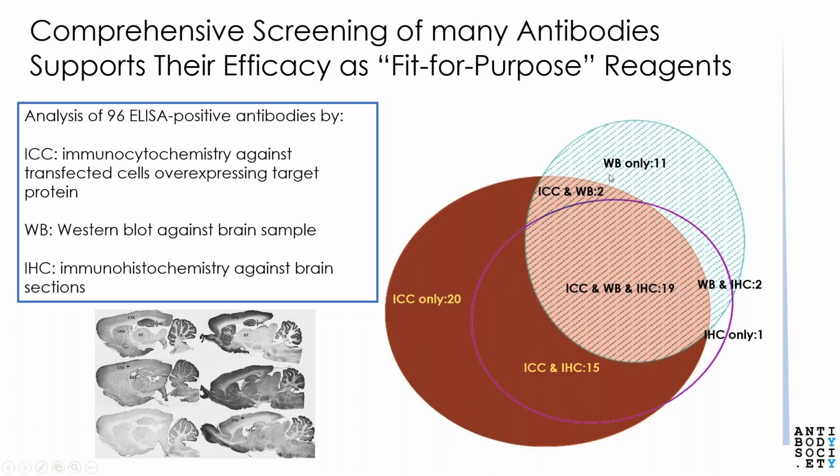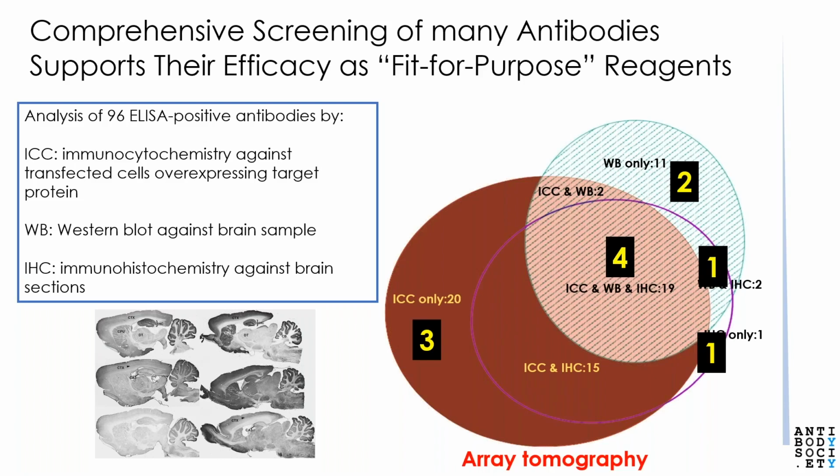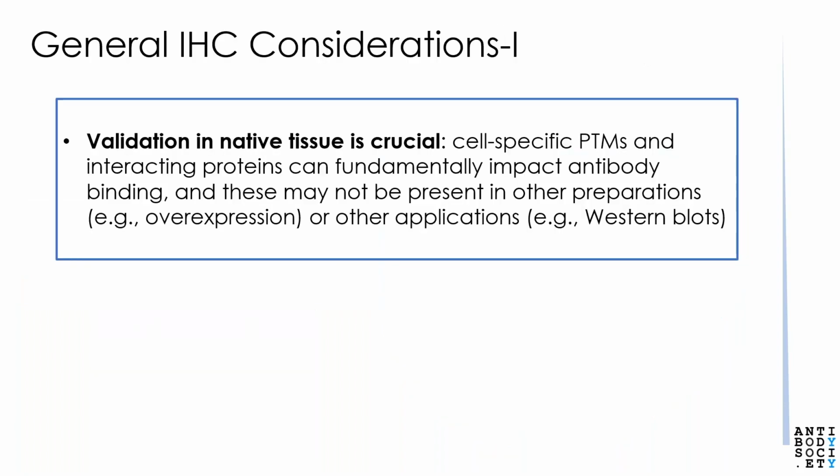It's clear that validation in one application, for example, Western blotting, the blue hatch subset, would yield a skewed perspective for how these antibodies would perform in other applications. If we add in another application, in this case, array tomography, a form of IHC in which samples are embedded in plastic, we see a similar trend in that validation in one application does not have much predictive value for the other applications. This leads to the overarching consideration that validation of antibodies to be used in IHC must be done by performing IHC in the native tissue itself.